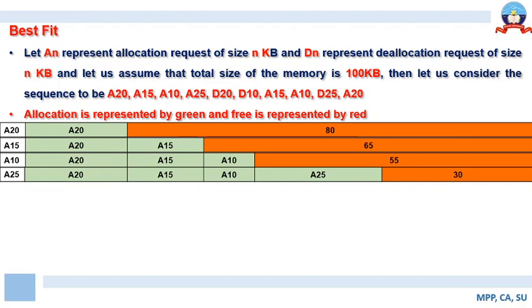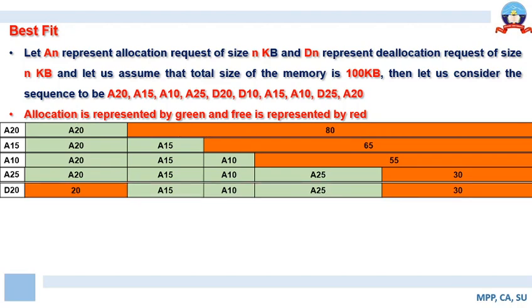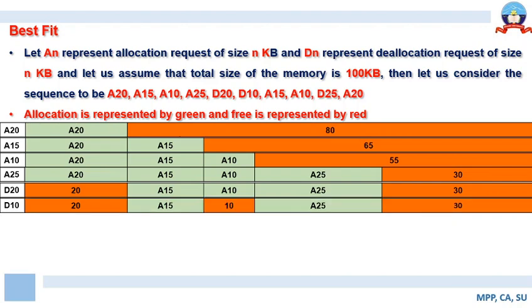Then we have a deallocation request of 20 kilobytes. So the initially allocated 20 kilobytes is now deallocated and can be used in order to allocate memory to the process that is requesting it. So currently we have two holes of size 20 and 30 kilobytes that can be utilized. Then we have a deallocation request of 10 kilobytes. So on deallocating 10 kilobytes, we have three holes of 20, 10 and 30 kilobytes that can be utilized in order to accommodate a process that is requesting execution.